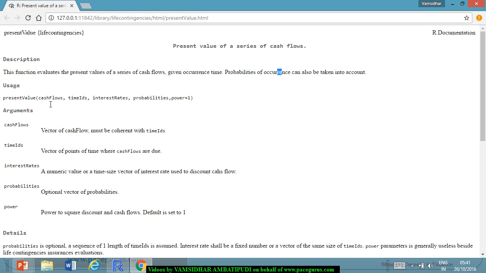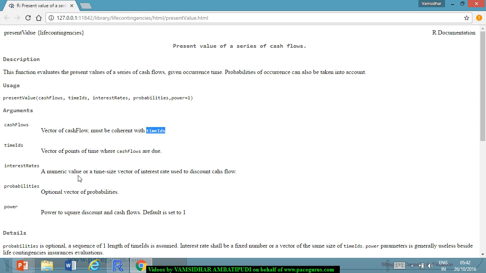So if there are uncertainties with respect to cash flows, even those can be considered as a part of the model. I'm giving as an input the cash flows. It's a vector of cash flows. The only thing is it should be coherent with the time IDs. So for the number of time periods that I'm giving, the cash flows for each of those time periods need to be provided. Time ID is a vector of points in time where the cash flows are due.